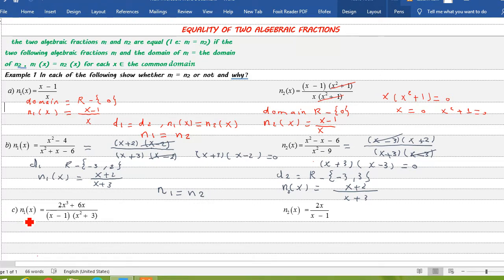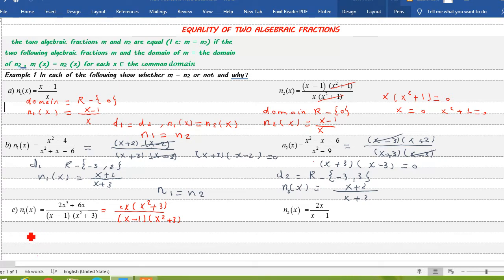Letter C, n1 of x equals 2x power 3 plus 6x over x minus 1 times x power 2 plus 3. First, make the factorization of the denominator and numerator. It will become 2x power 3 plus 6x. So there exist common factors between the two terms, so take 2x as common factor and open brackets. It becomes x power 2 plus 3 after dividing by 2x, so we get x power 2 plus 3. The denominator x minus 1 times x power 2 plus 3 does not need further factorization.